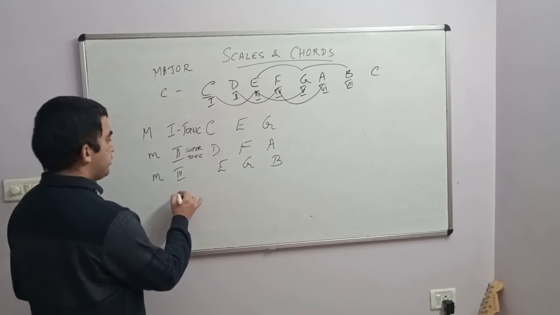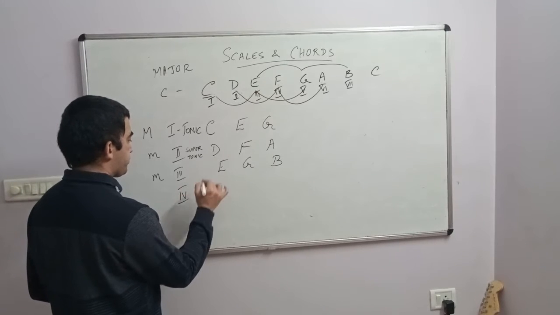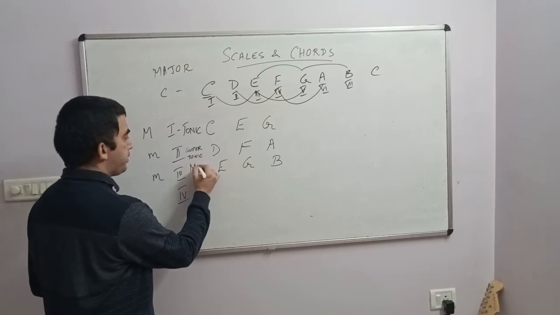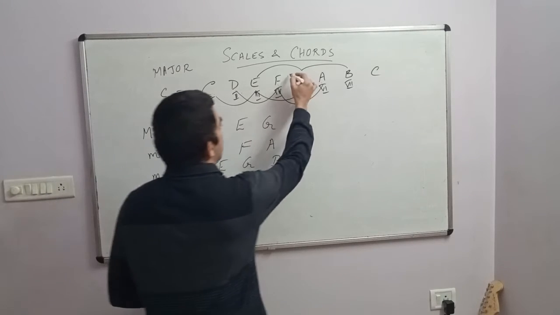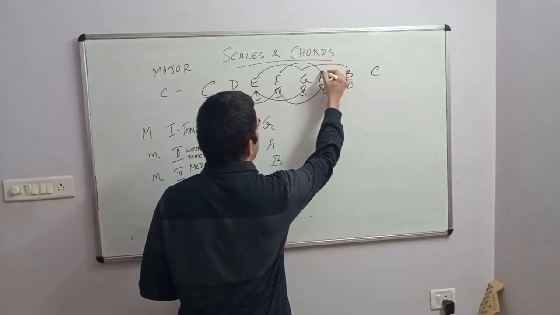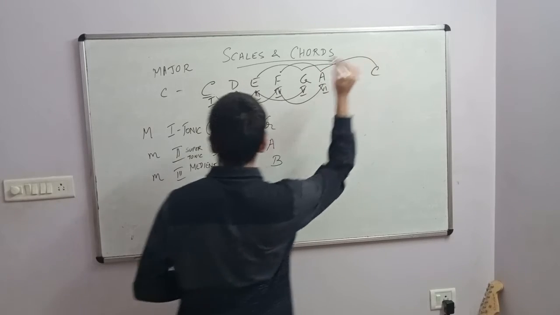Alright? Next we go to the fourth note. So this was the mediant note, right? Mediant, I think. The fourth note is F, A, C.